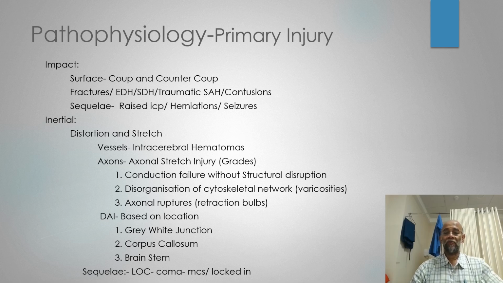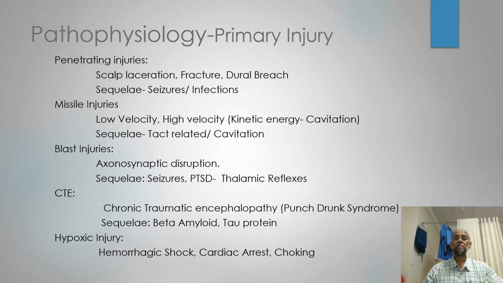Sequelae of inertial injuries: loss of consciousness because of stretch of axons within the brainstem. It can be very severe, resulting in coma, or it can be even minor when the patient wakes up soon. Minimally conscious states and locked-in syndromes are also because of axonal disconnections, of severe axonal disconnections of the cortex. Sequelae of missile injuries: injuries along the tract. A missile injury which passes through the core brain is associated with a very poor prognosis.